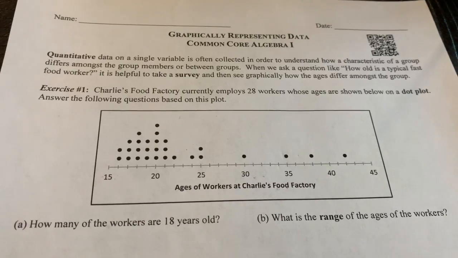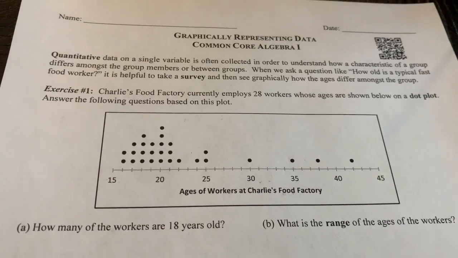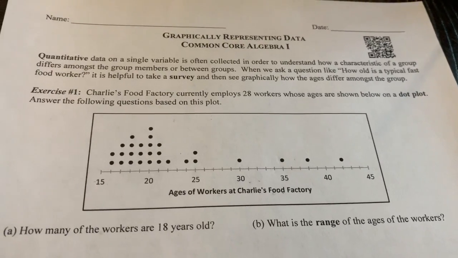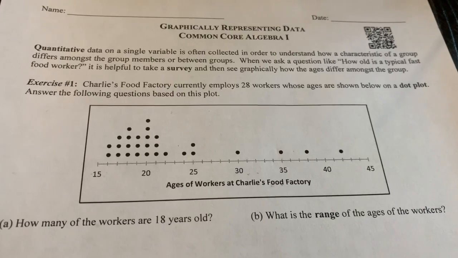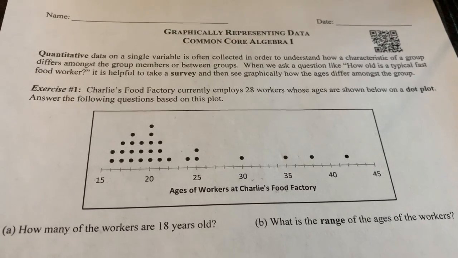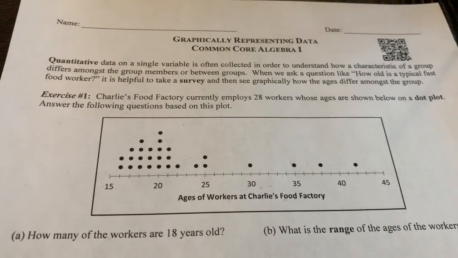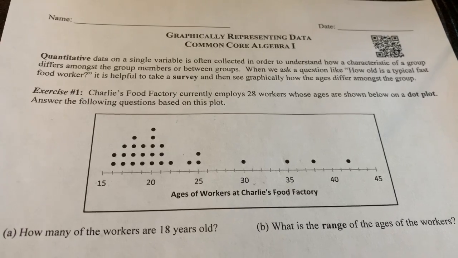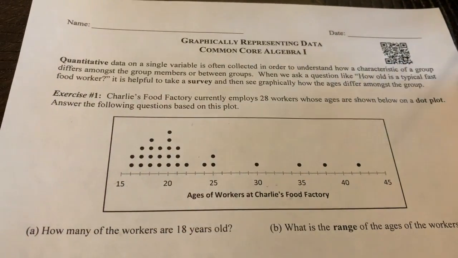So let's start off talking about types of data. Quantitative data is data that's on a single variable, and it's often collected in order to understand how a characteristic of a group differs amongst the group members or between groups. For example, if we ask a question like, how old is a typical fast food worker? It's helpful to take a survey and then see graphically how the ages differ among the group.